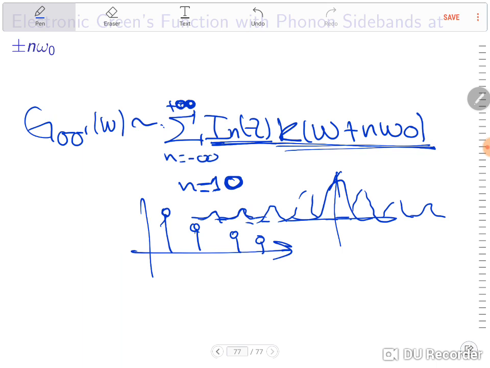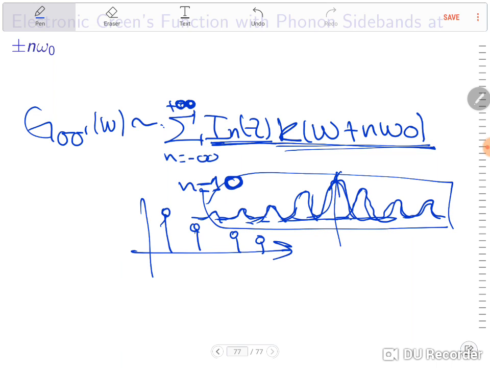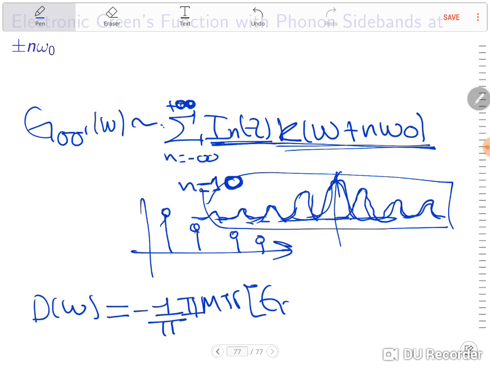Then you will have all of these bands here, and these are called phonon sidebands because it's the phonon mode. They're responsible for the generation of these multiple bands in the Green's function, and these will be seen with much more detail when you calculate the density of states, which is nothing but minus 1 over pi, in equilibrium, the imaginary part of the trace of G sigma sigma prime retarded of omega, okay? And then you will see some bands that emerge from this summation here.